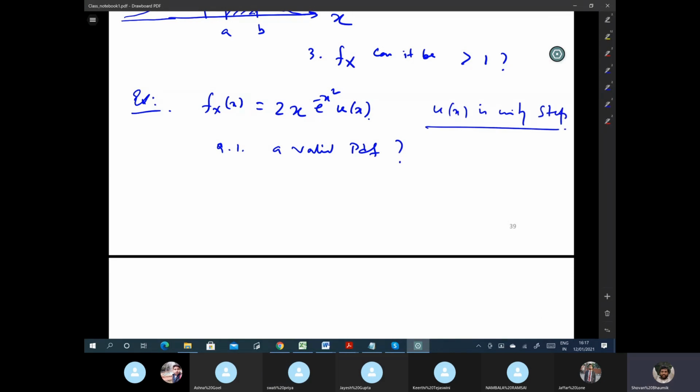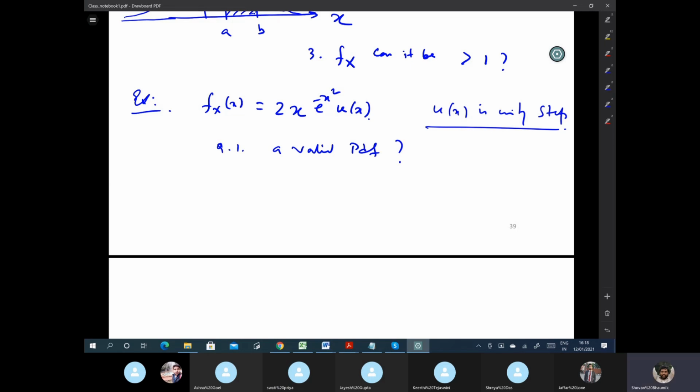x is the ramp signal, but e to the power minus x square is sharply decreasing. So if x is infinity, or x is very large, what will happen? It will be 0. Then why not? It is not unbounded. Okay, tell me, is it a valid PDF or not? It is a valid PDF, sir.